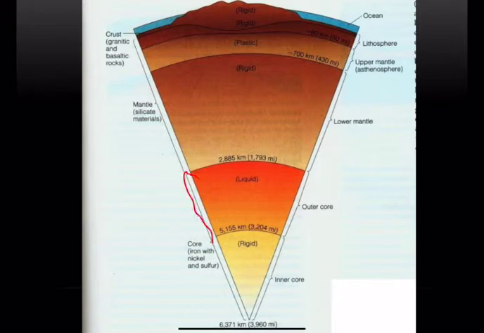Here's the core of the earth. The inner core is a solid. The outer core is a liquid. Then we go to the mantle. The lower mantle is a solid. The upper mantle is that plastic liquid. And then we get to the crust.